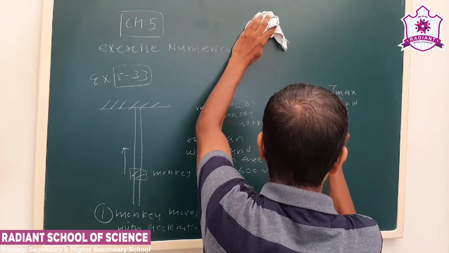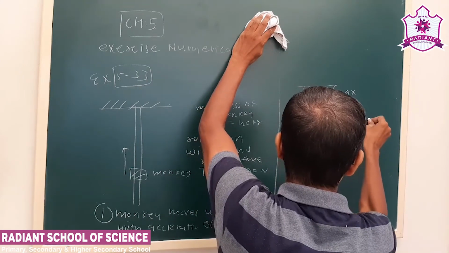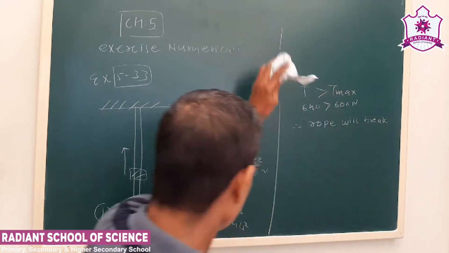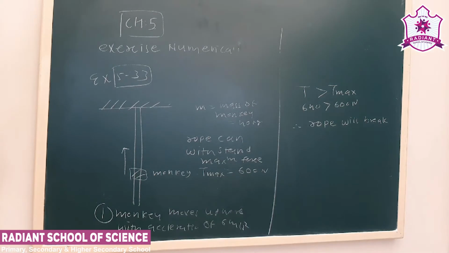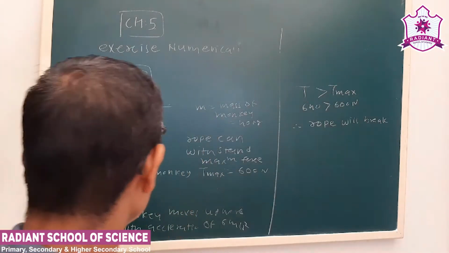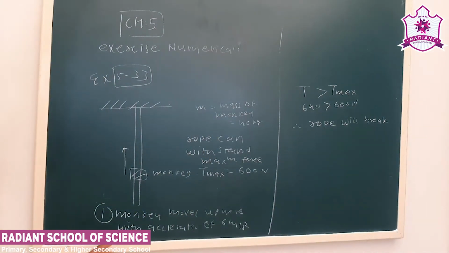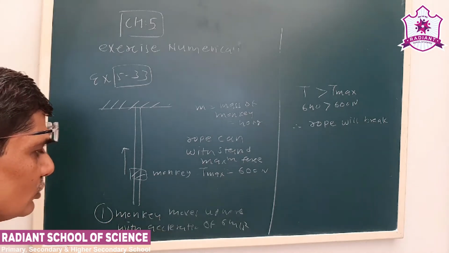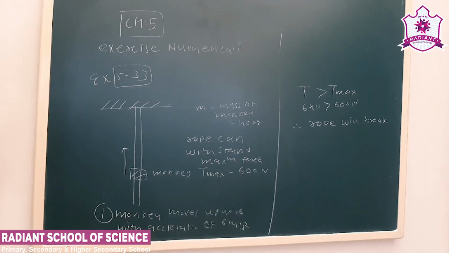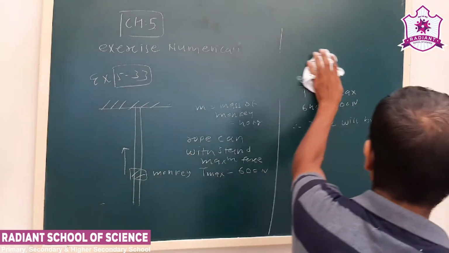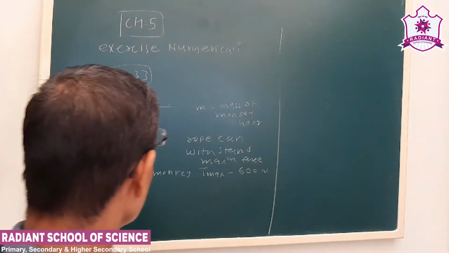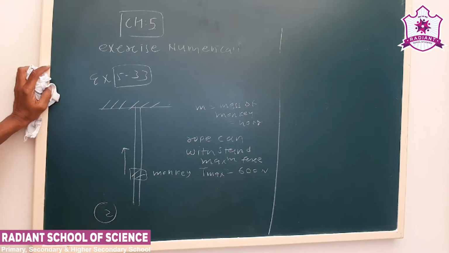Therefore, the rope will break. Now, see the first possibility we have discussed, in which condition the rope will break. See, the first case is when the monkey moves with an upward acceleration of 6 meters per second squared. Now we can discuss the other possible part given.